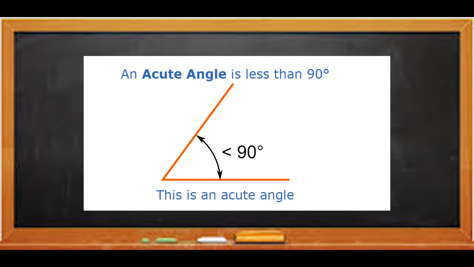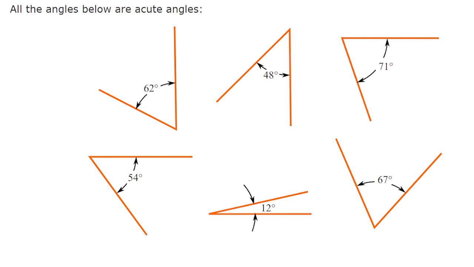An acute angle is less than 90 degrees. The example you see is an acute angle. It is less than 90 degrees. All the angles below are acute angles. Regardless of their position, they're all less than 90 degrees. Also, when you look at an acute angle, it looks like it forms the capital letter A.